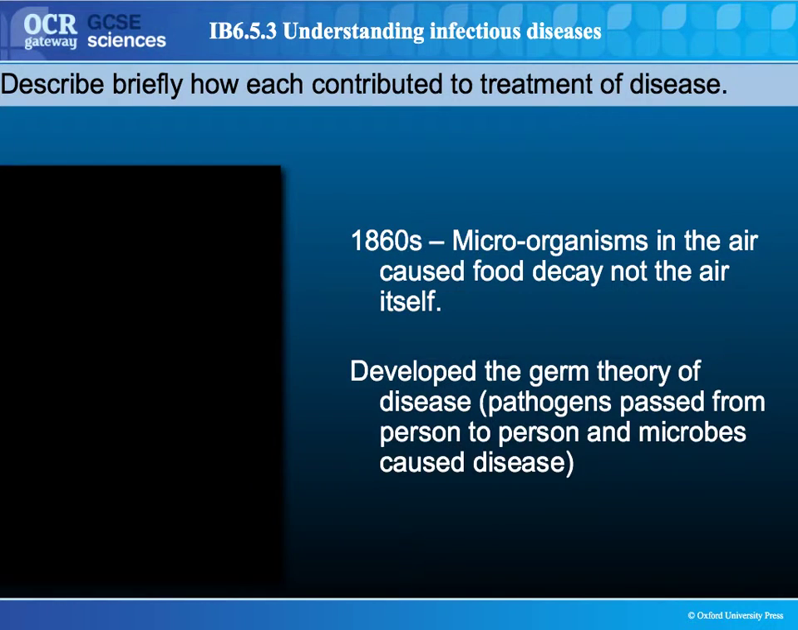So Louis Pasteur was a French scientist. He was born in 1822, and in the 1860s he proved that decay of food was caused by microorganisms in the air, not by the air itself, which was previously thought. He came up with the theory that by stopping microbes entering the body, you could prevent illness, and this was known as the germ theory. He also developed the technique of pasteurisation and gave his name to it.